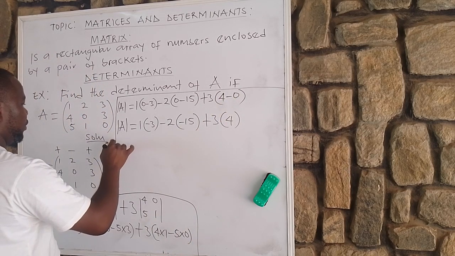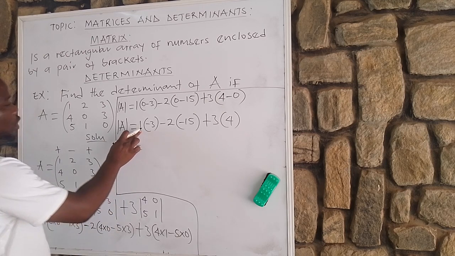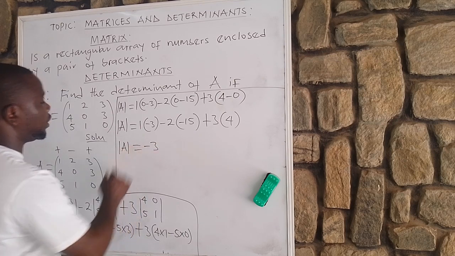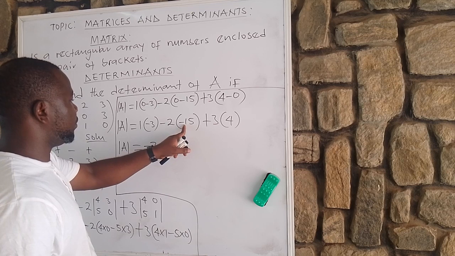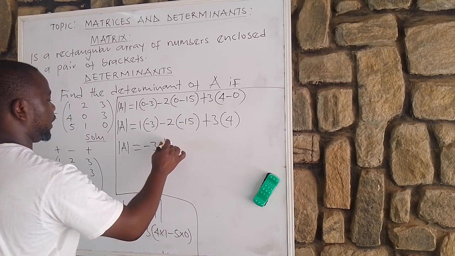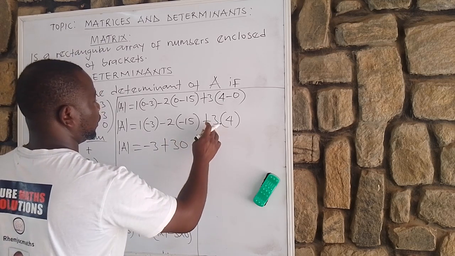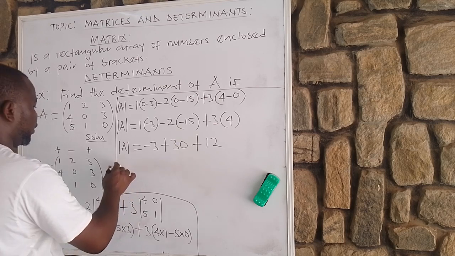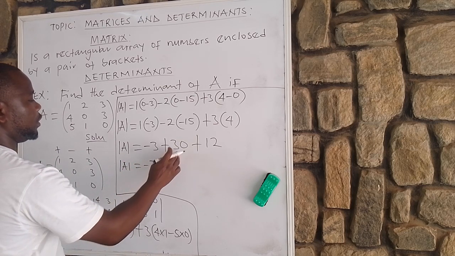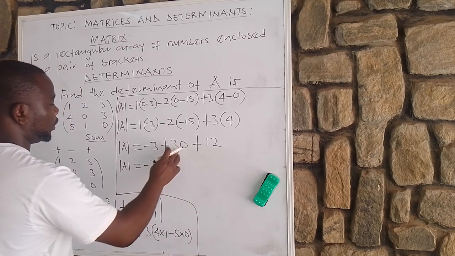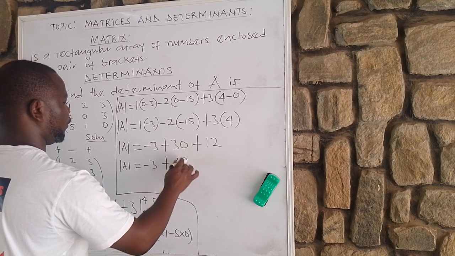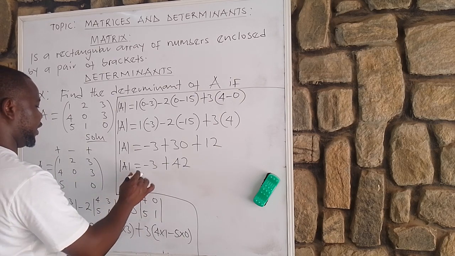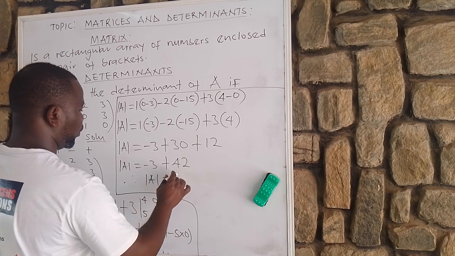Okay. So our determinant of A will now be equal to, use this one to multiply the determinant, which is what? Minus 3. So 1 times minus 3 is going to give us minus 3. Then minus 2 times minus 15 is going to give us plus 30. True or false? Then plus 3 times 4 is going to give us 12. So our determinant of A is equal to minus 3, plus 30 plus 12 is going to give us 42, isn't it? So now minus 3 plus 42. Therefore, our determinant of A will now be equal to 39.